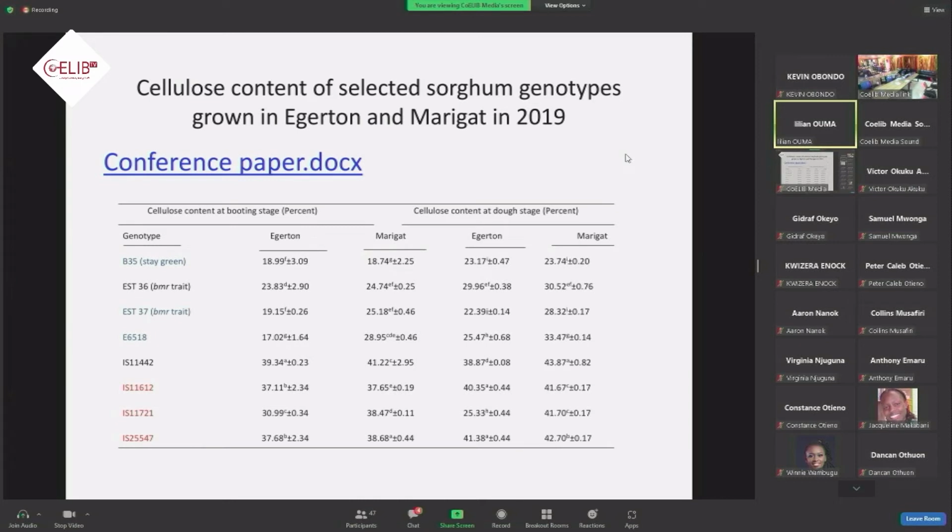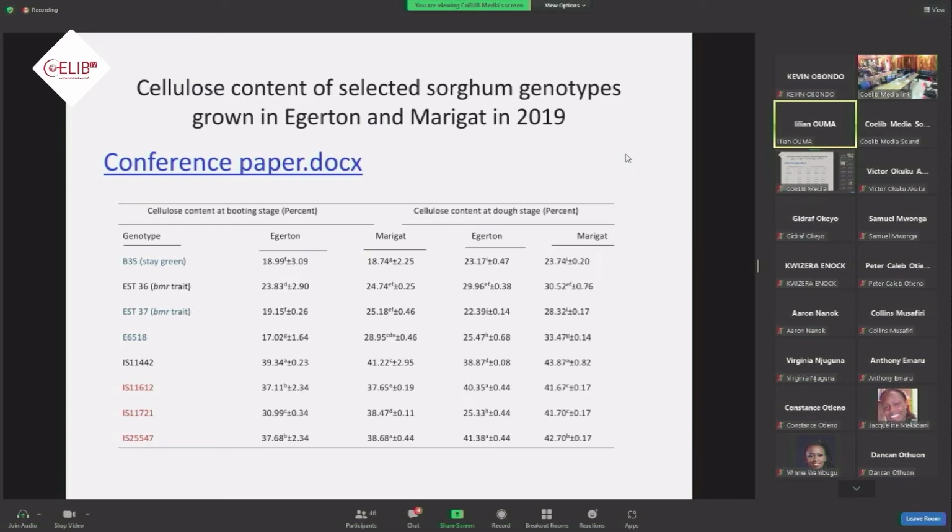And as we can see here, the B35 genotype, which is a stay-green genotype, had the lowest cellulose content. EST37, which is a BMR trait, and E6518 also had lower cellulose content. The ones highlighted in red, that is IS1116 and the other two, had high lignocellulose content. Our control was E6518, which is a fodder genotype. So compared to it, these 3 genotypes highlighted in blue had lower cellulose content.